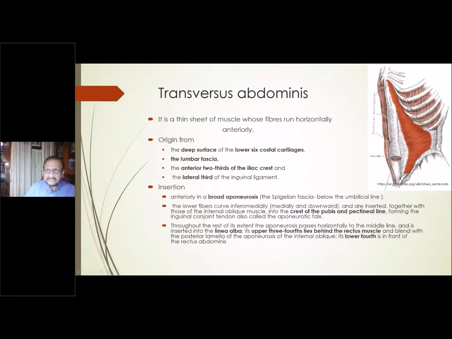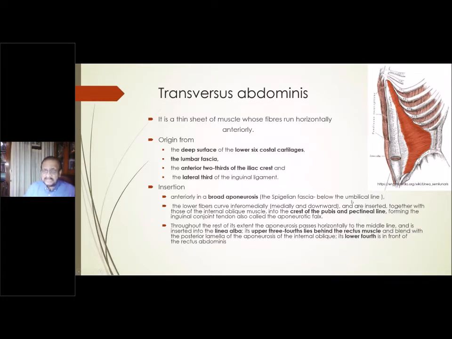Now, anteriorly, it is inserted in a broad aponeurosis, the spigelian fascia, below the umbilical line. You can see this becomes aponeurotic here. The aponeurosis becomes widest in and around the umbilicus, right? So that's basically the spigelian fascia, more pronounced below the umbilical line. It is lying higher up too, but it's more pronounced here.